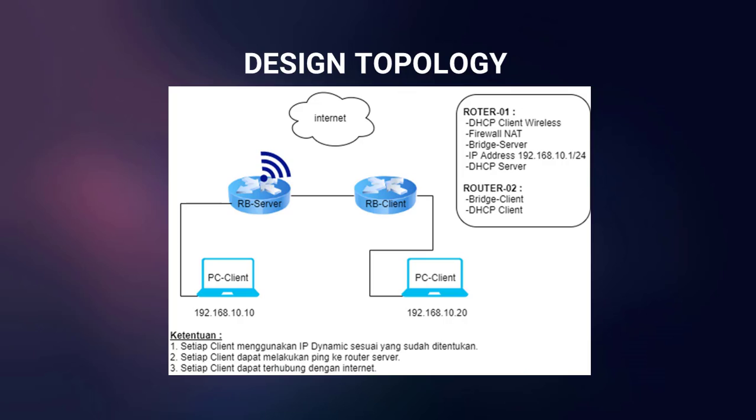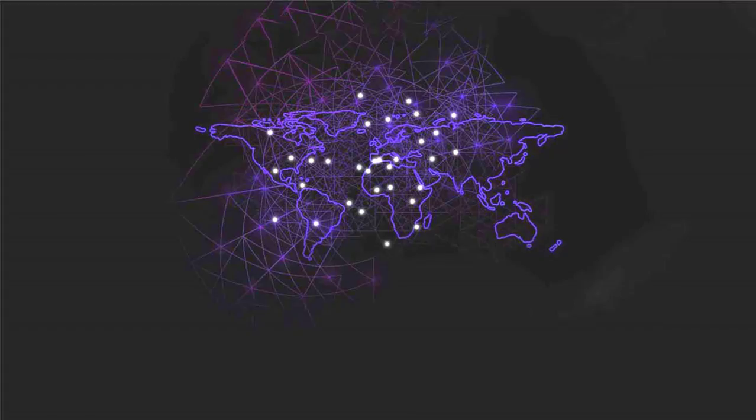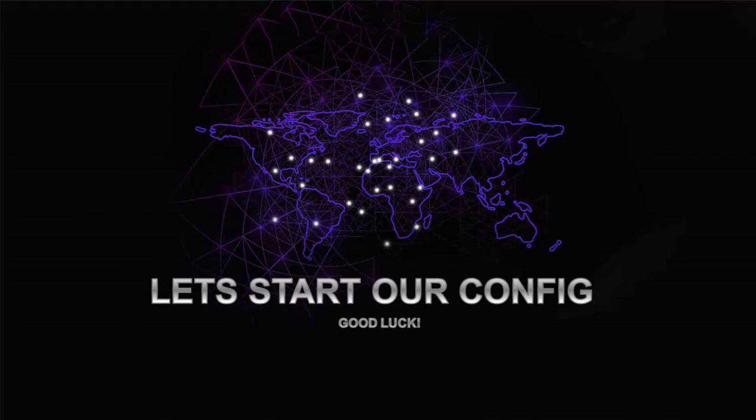Airbase server is used as a server with the IP gateway for the DHCP server being 192.168.10.1/24. Every client using this DHCP service is required to be connected to the internet and a router server. For internet access, we use wireless. The laptop clients have to get an IP address according to the topology requirement. The first laptop client received an IP address of 192.168.10.10, and the second laptop client received an IP address of 192.168.10.20. Okay, without any further ado, let's start our config.